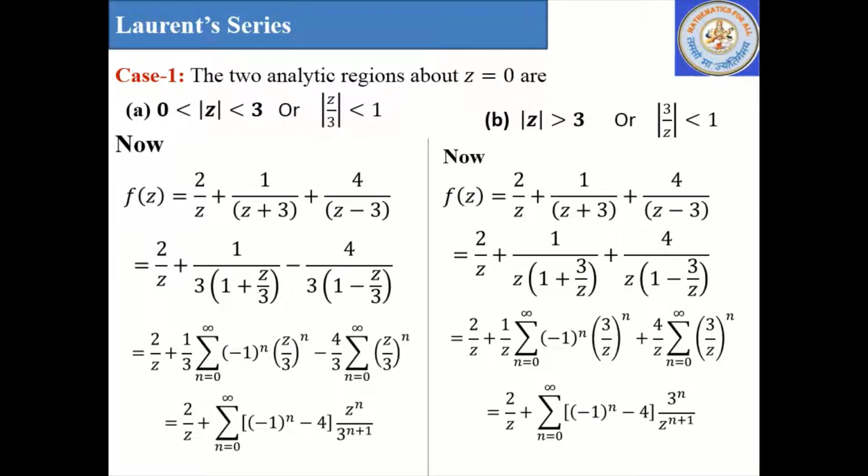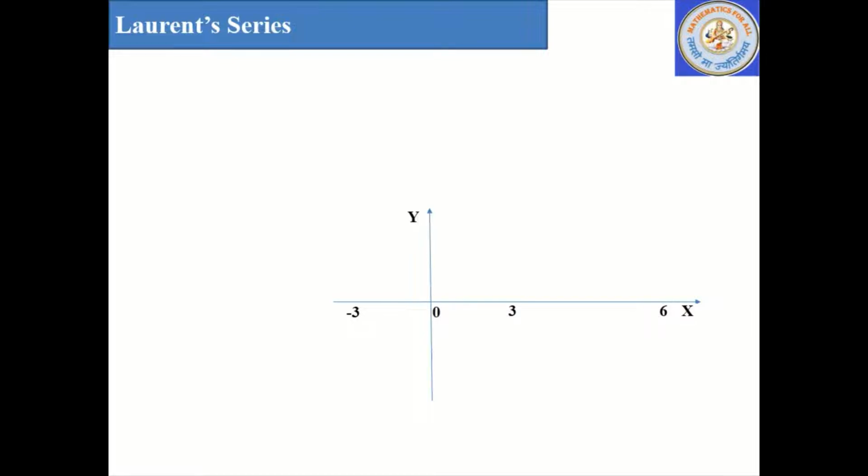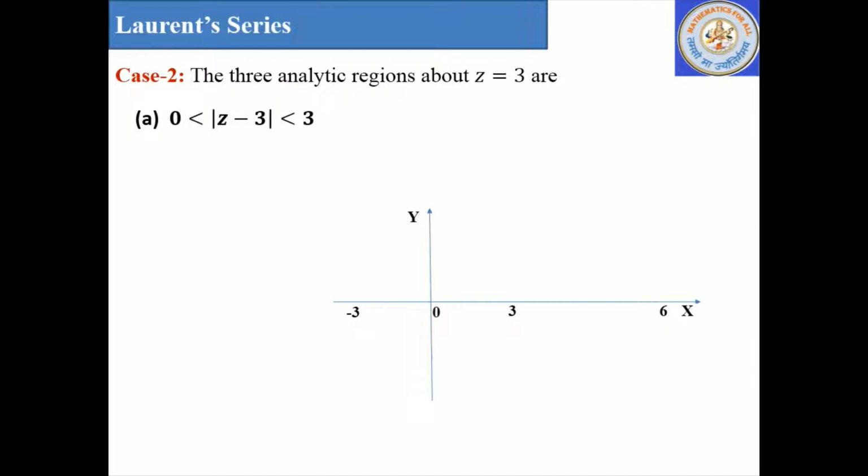So the 3 and minus 3 both covered in the first and second part. Now come to the next part. Suppose we have considered here the singular point z is equal to 3. So it has a number of domains or regions where we have to expand the Laurent series. The first one is mod of z minus 3, which is greater than 0 and less than 3. This will cover the circle, and here you can see the minus 3 is outside the domain.